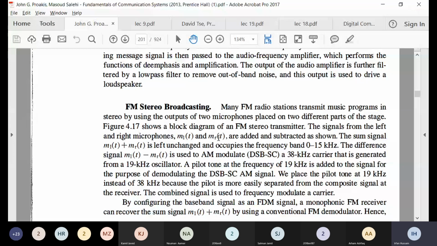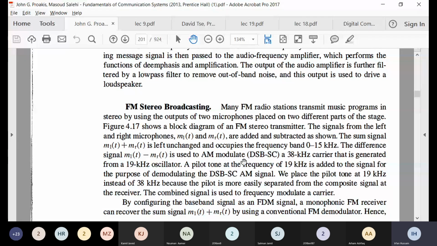The added signal is left unchanged and it occupies a band from 0 to 15 kilohertz, while the difference signal amplitude modulates, double sideband suppressed carrier, a 38 kilohertz carrier signal. And this 38 kilohertz carrier is actually generated by multiplication by 2 of a 19 kilohertz oscillator signal. So it becomes 19 to 38.